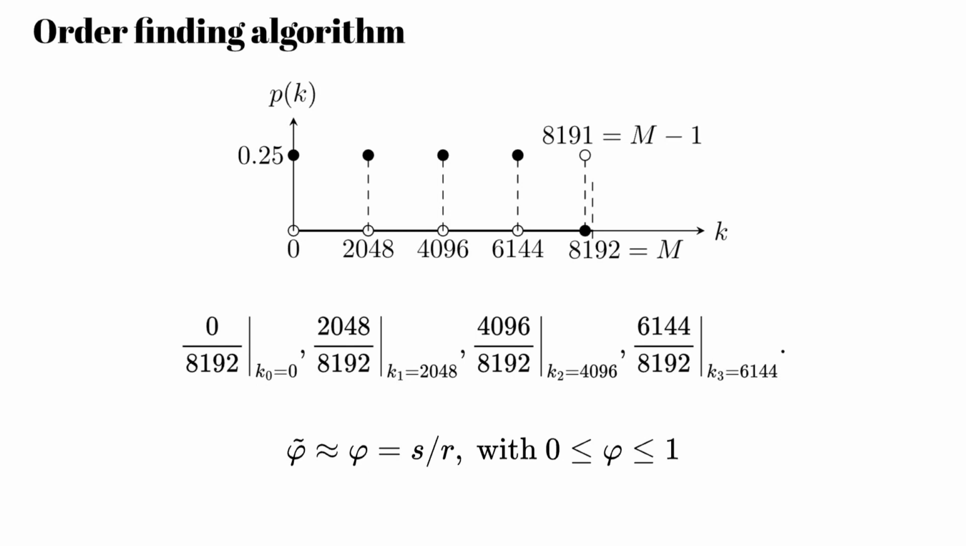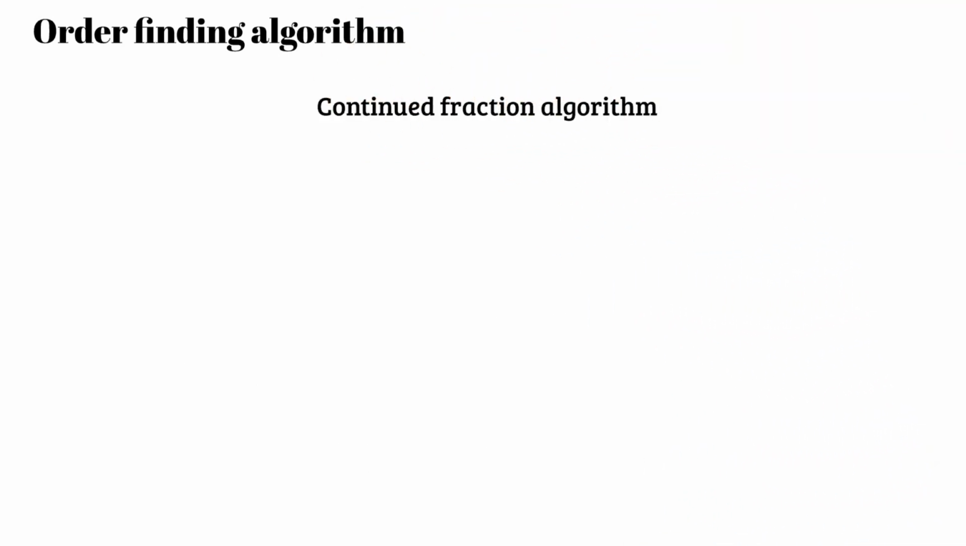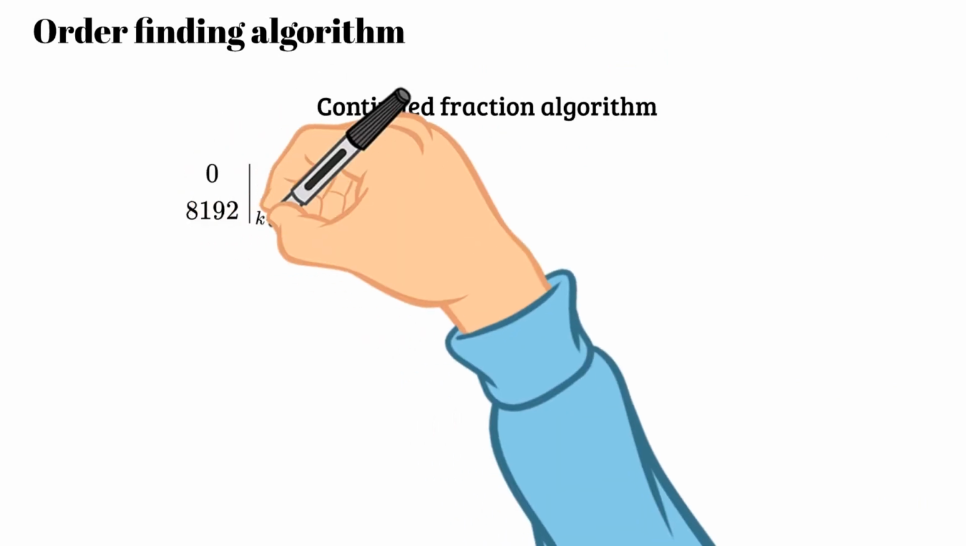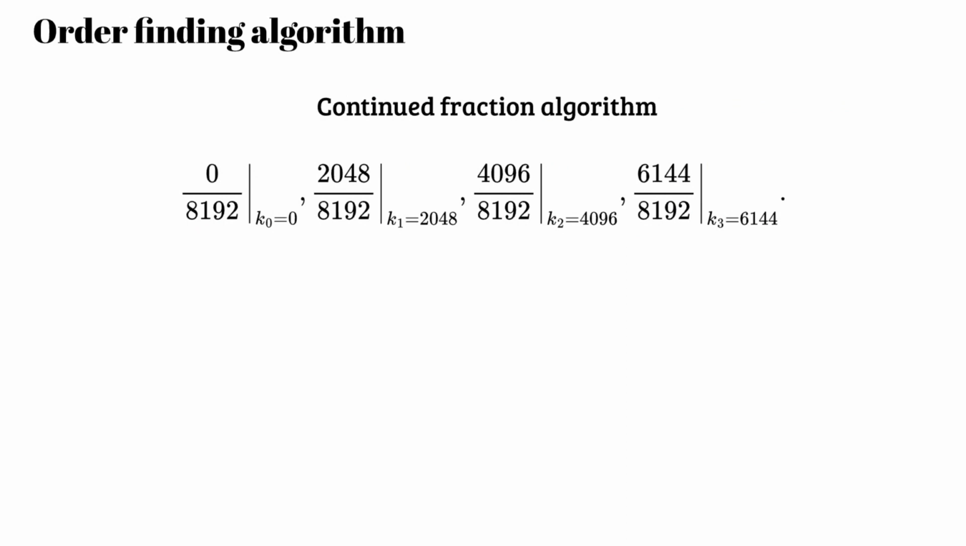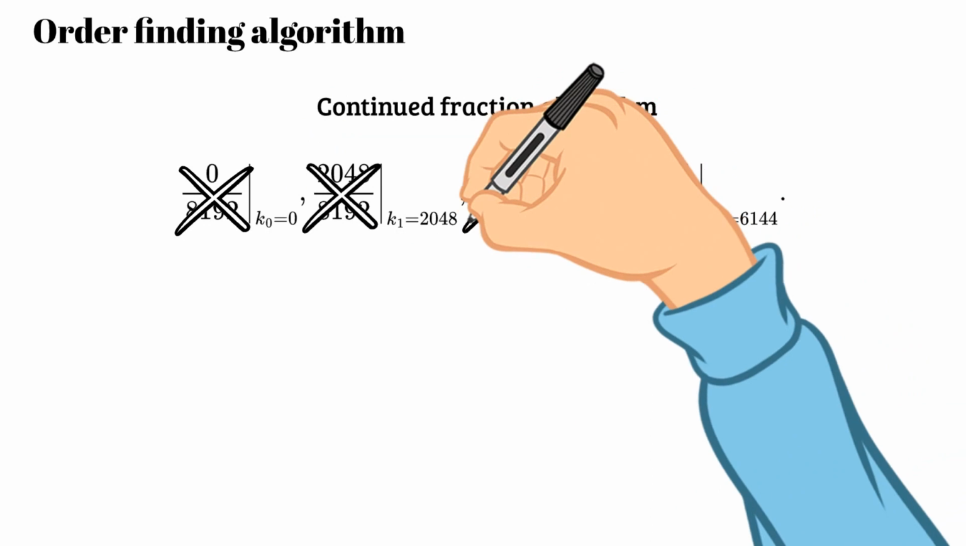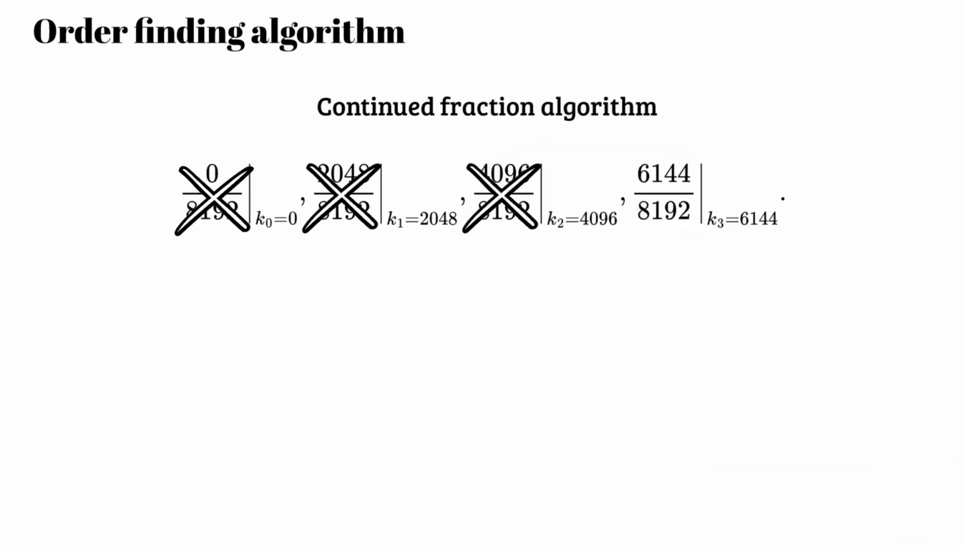Similar to before, we use the continued fraction algorithm to help us pick the correct fraction to estimate the order R from our measurements. The first measured fraction, 0/8192, provides no useful information about the order. The next 2 fractions, 2048/8192, which equals 1/4, and 4096/8192, which equals 1/2, don't work either. This is because the numerators and denominators are not coprime there.